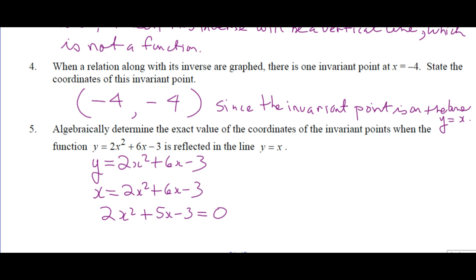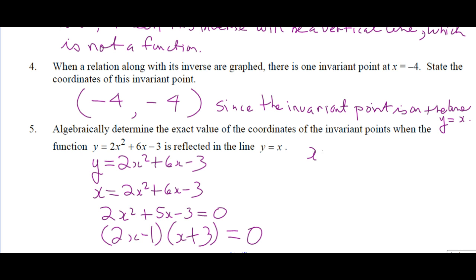Does that factor? I think it might. So when we say it's on the line, it means y equals x, so where I see y, I write x. Let's make it a quadratic, so we subtract x from both sides and set it equal to 0. Hope that it factors. 2x times x gives me 2x squared. I want a 5, so let's go plus 6 minus 1. Yep, that works.